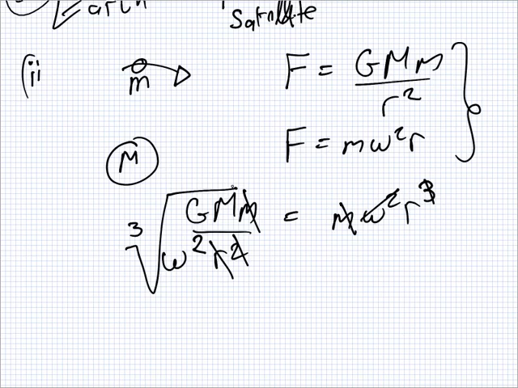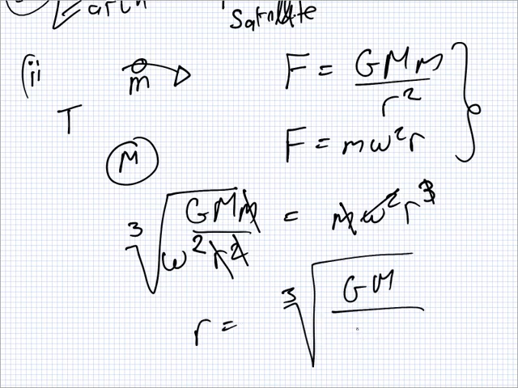Do we know the omega? Yes, kind of, because we know the T. We know that omega is 2 pi over T. So if I just put in the numbers, I can get it.